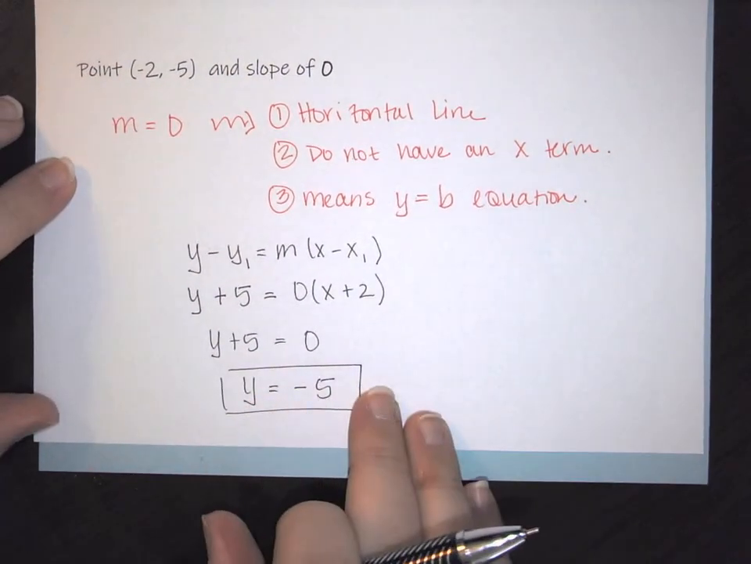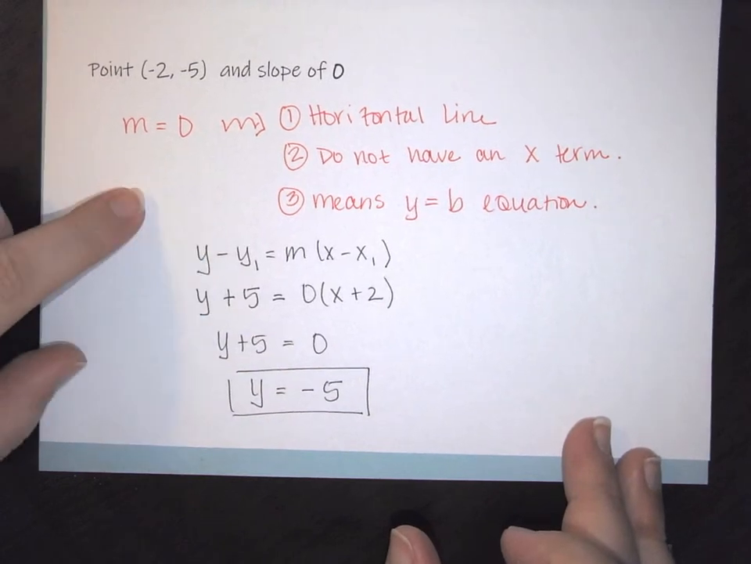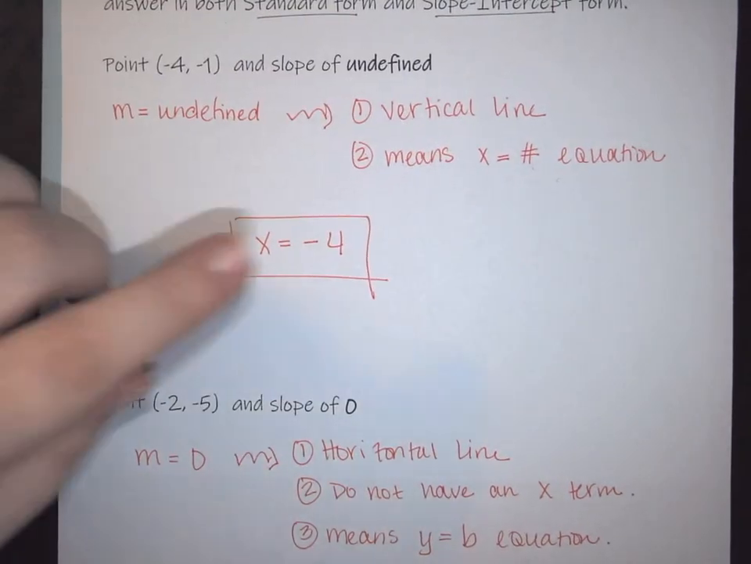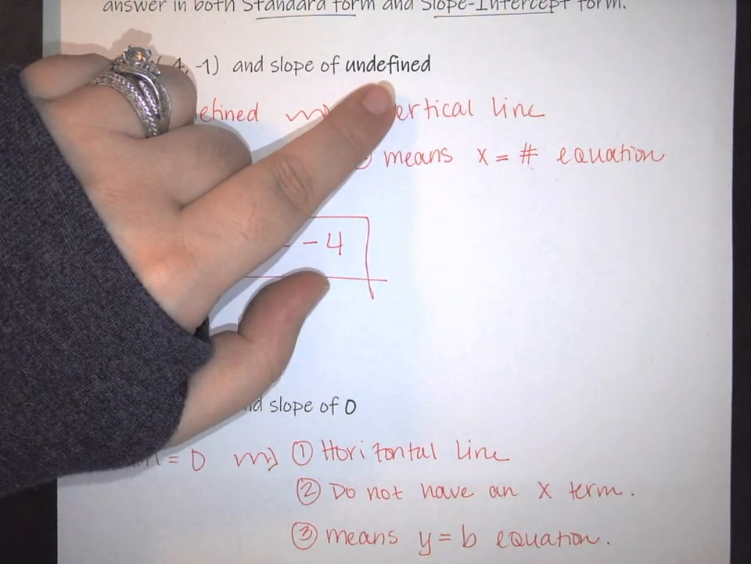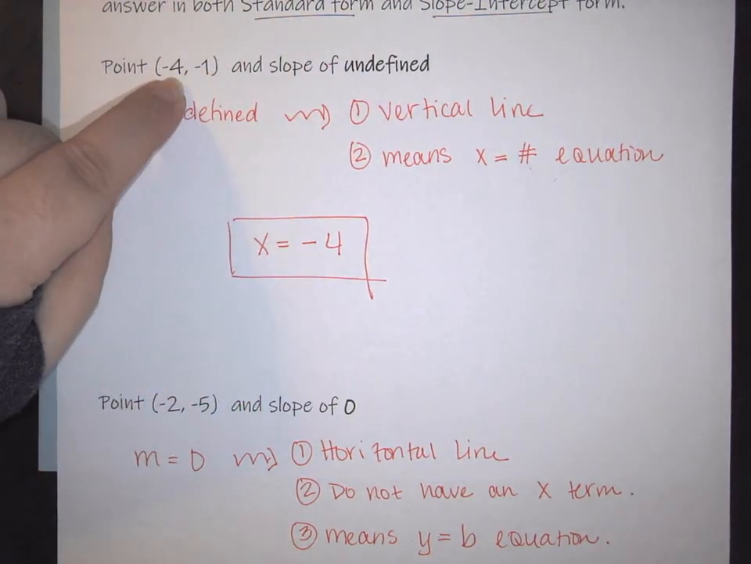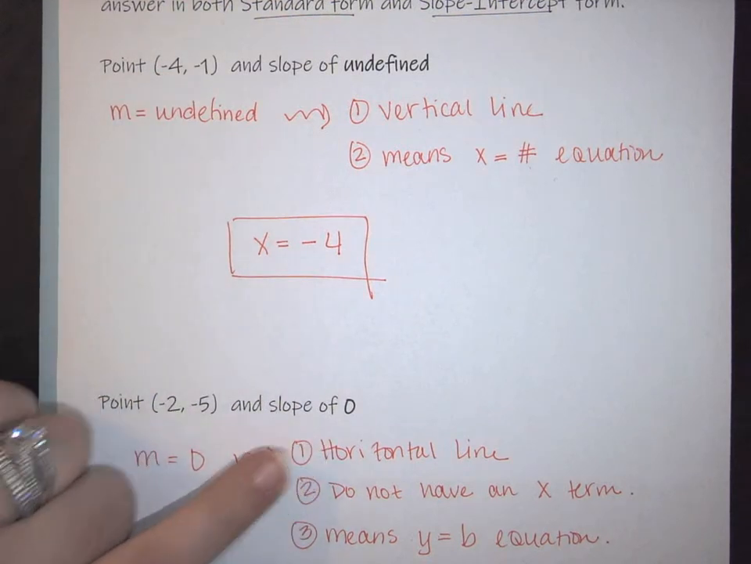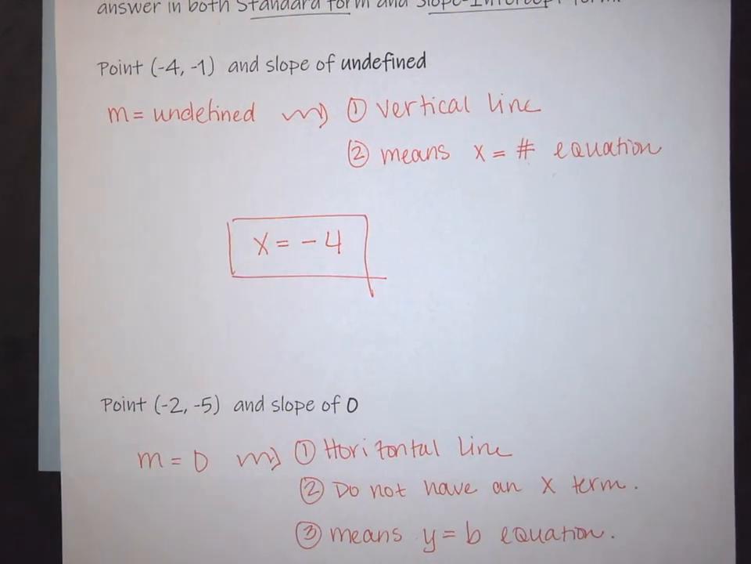Now if you look, it's also in standard form. So the trick with these two special cases is if you see that your slope is undefined, then it means simply write x equals whatever the x value is. If you see that your slope is 0, you're going to simply write y equals whatever that y value was. Okay?